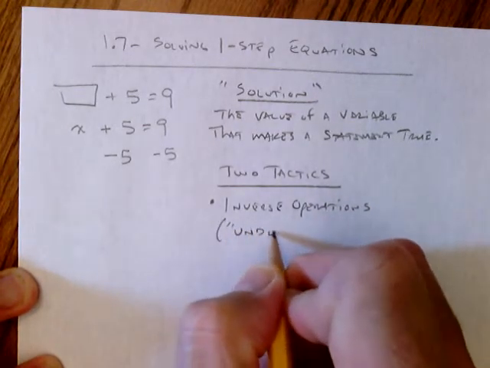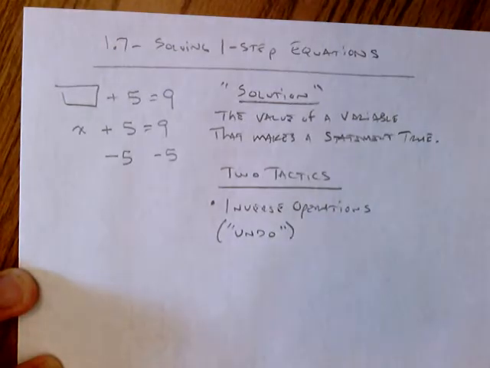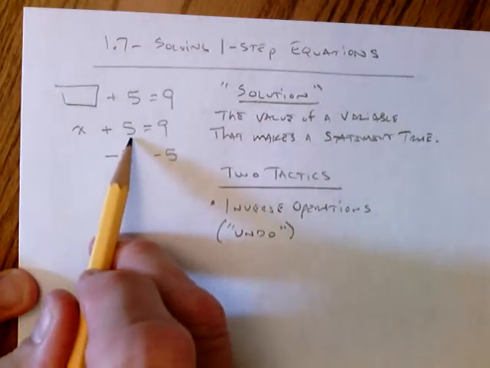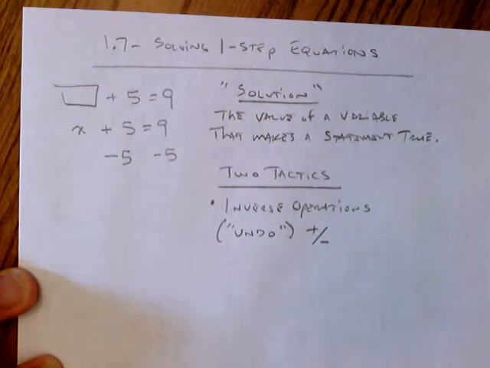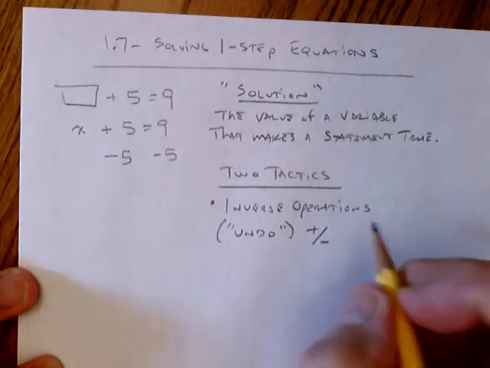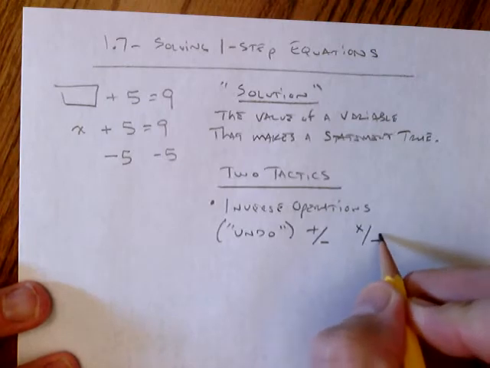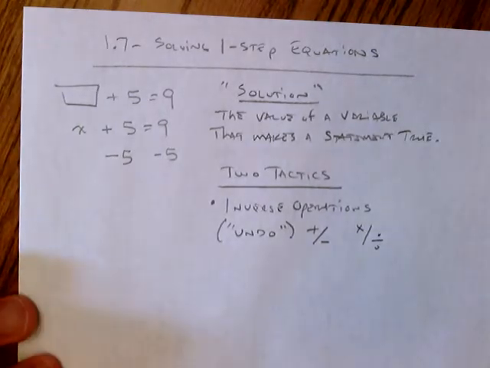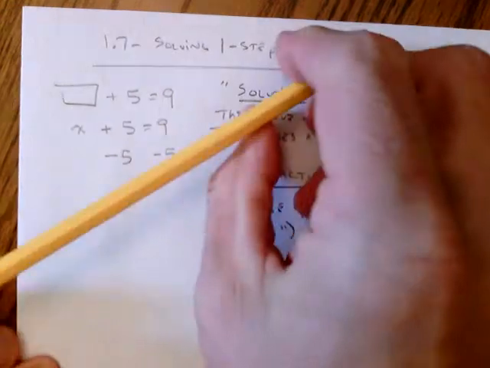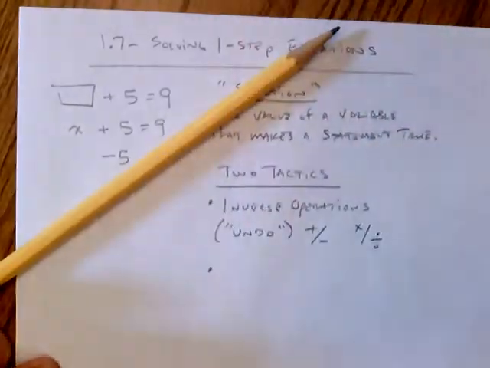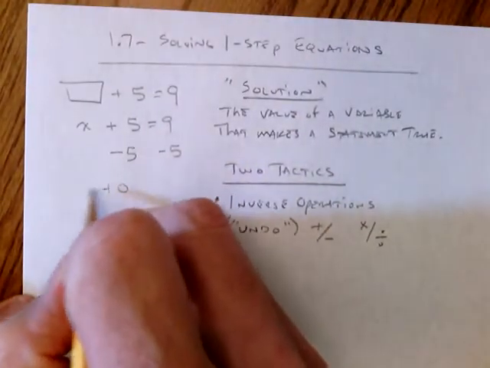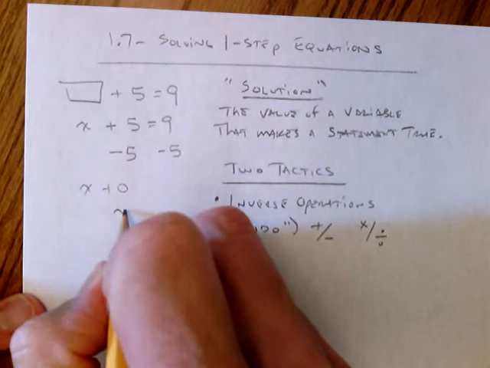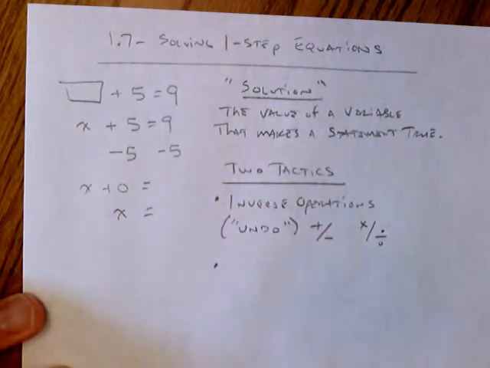You might have had a teacher say, we're going to undo whatever's been done to the variable. So X plus 5 is added to it. We're going to subtract 5. So addition and subtraction are inverse operations. Multiplication and division are inverse operations. The second piece is this. If I just think about subtracting 5 on the left side of this equation, I'll get X by itself. Positive 5, negative 5 is 0, right? X plus 0 is just X, right?